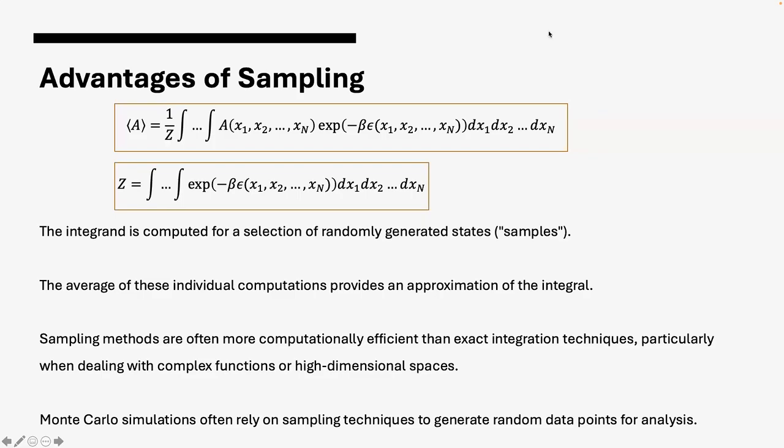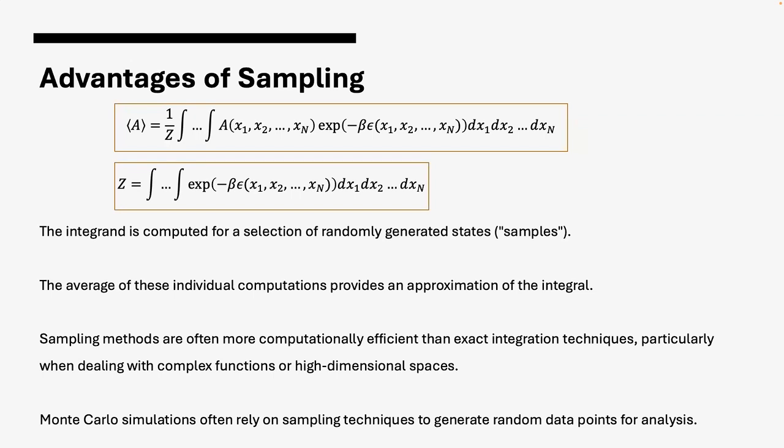In the previous video, we discussed the disadvantages of exact computation of the partition function and average properties of a thermodynamic system. We had to integrate those functions, the integrands, with respect to a large number of parameters. Therefore, as a solution, we use sampling.